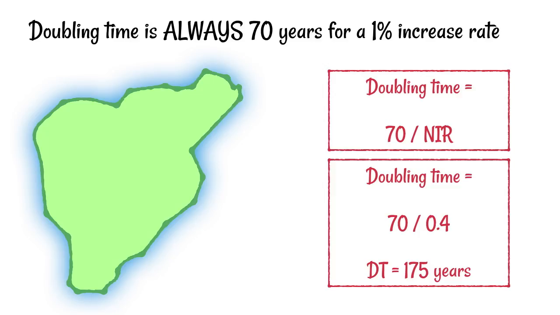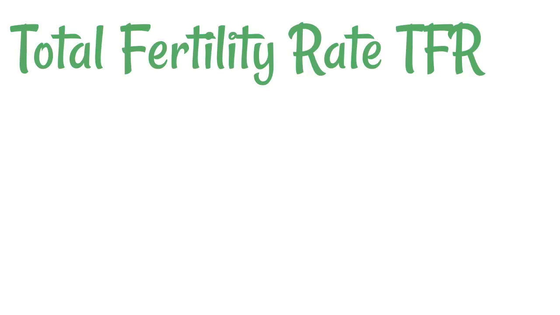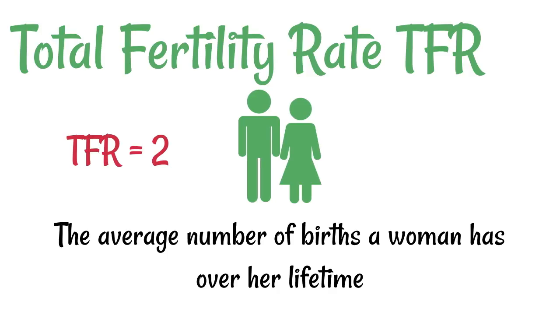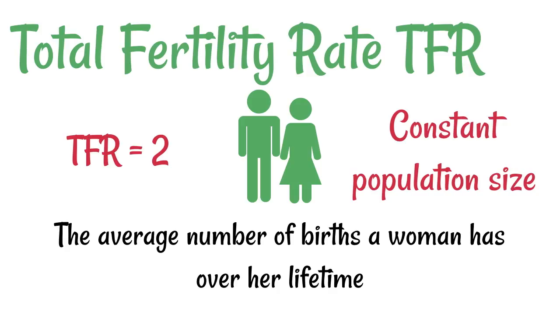Another important value when considering population dynamics is the total fertility rate, and that is the average number of births a woman has over her lifetime. Now let's imagine we've got a total fertility rate of 2, and what that means is that the average woman in that population will give birth to 2 children in her lifetime. So this couple, if they have 2 children, that means that this woman has replaced herself in the population, and it also means that she has replaced her partner in the population. And so our population size would remain constant.